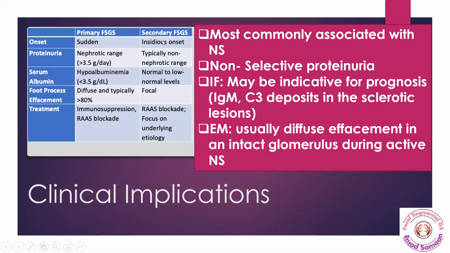I will talk about the secondary in the next slide, but here just to make the clinical discrimination. So in the primary, there is sudden onset of the disease; in the secondary, there is insidious onset. The proteinuria is usually nephrotic in the primary, here typically non-nephrotic. The albumin will surely be affected by the proteinuria. The foot process effacement will be diffuse in the primary, here it will be focal, and then we will talk about the treatment further in the presentation, inshallah.